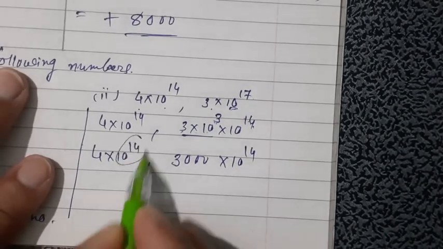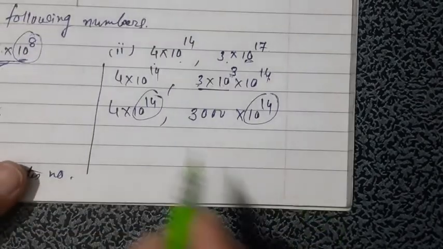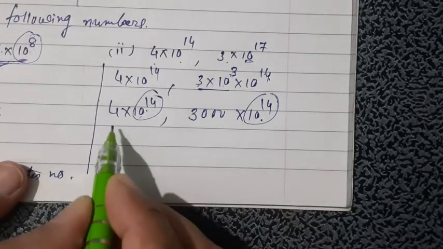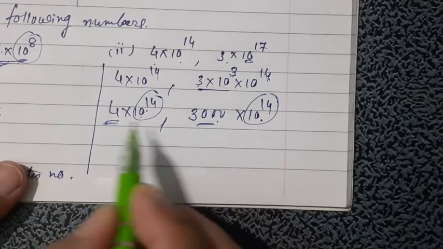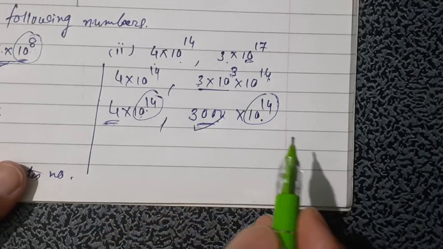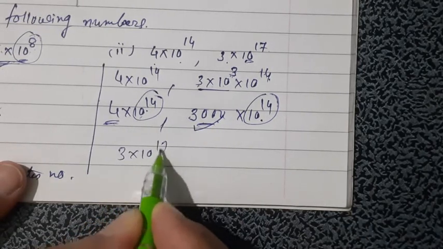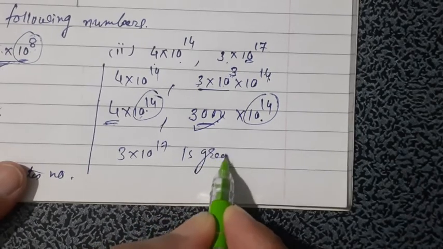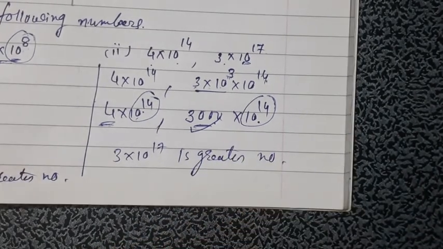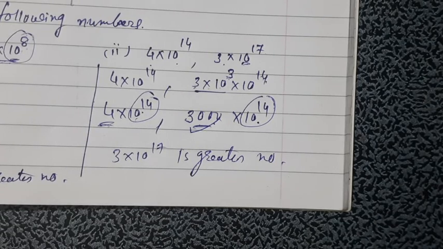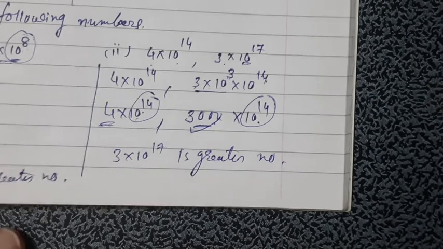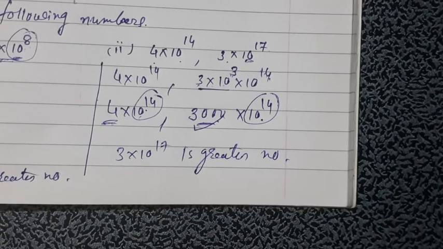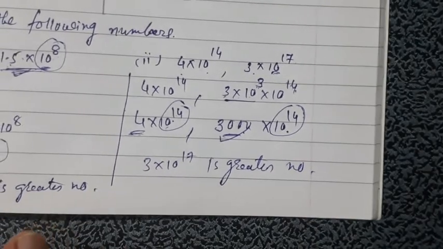Now compare 10 raised to 14 and 10 raised to 14. The same exponents are there. That time you just compare the multipliers of that exponent, 4 and 3000. So that one is greater. So 3 into 10 raised to 17 is the greater number. Okay, and most probably what happens? The greater power is always most probably the greatest. Okay, so here our 13.1 exercise is complete. You just complete that exercise in your notebook. Okay, thank you.